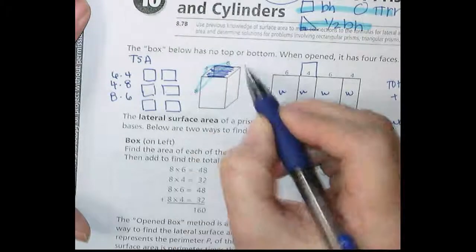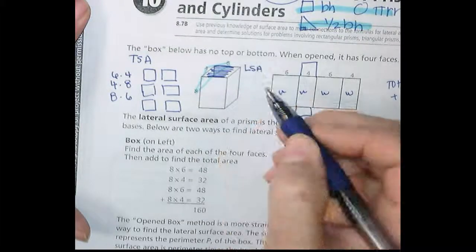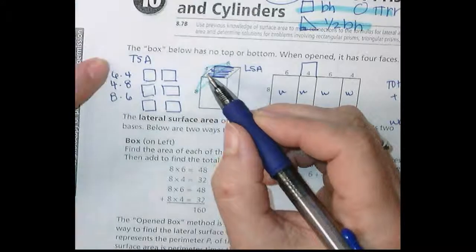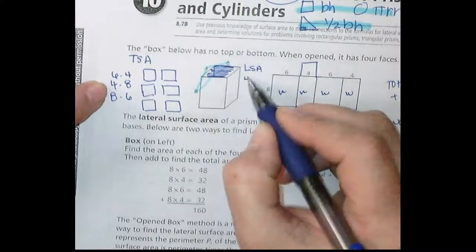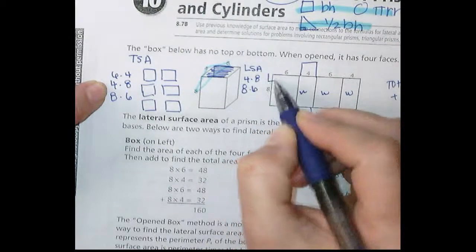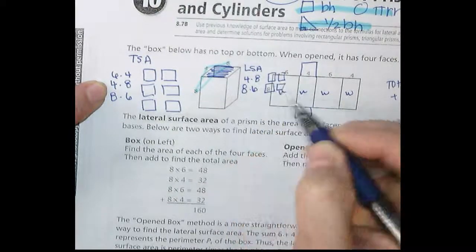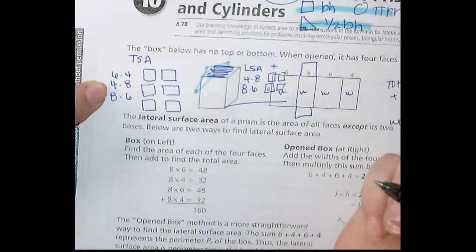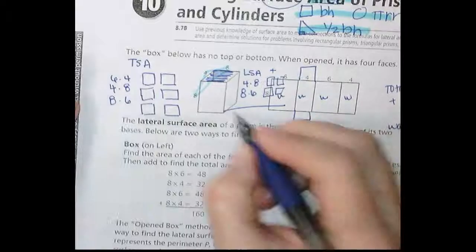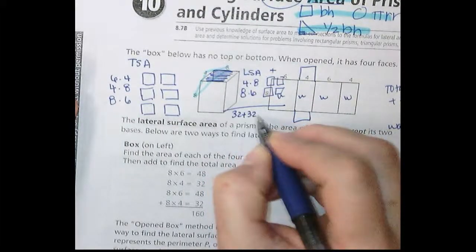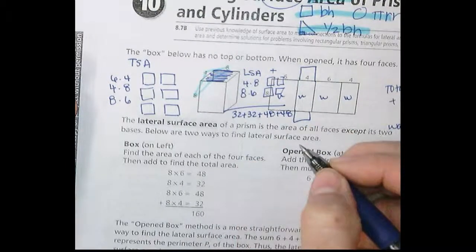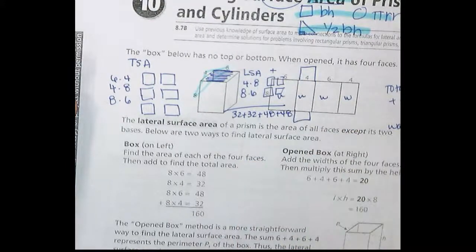So let's talk lateral surface area really quick. You would omit the 4 and the 6. So that would be the first one. So it's really 4 times 8 and 8 times 6. You would need 2 boxes of each, and you would add those boxes, by the way. So wouldn't that be 32 plus 32 plus 48 plus 48? 32 plus 32 plus 48 plus 48, as long as I can multiply. Yep, that's right. And whatever that answer is, that's your lateral.